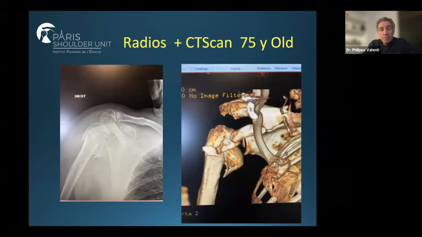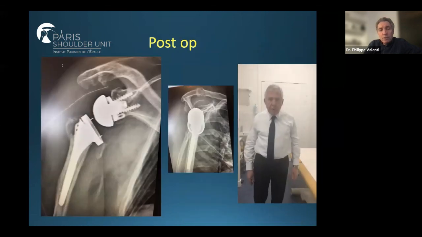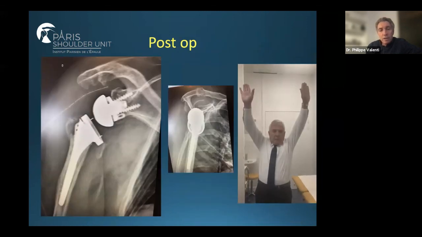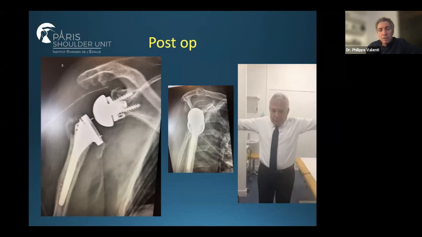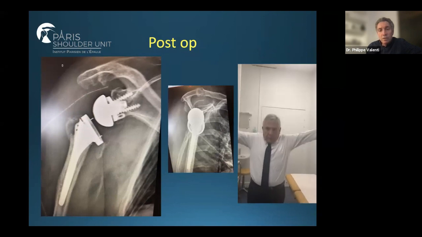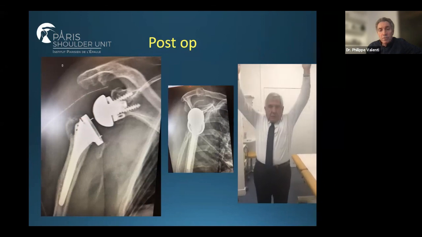So the last example here, 75 years old, CT scan, you see massive, the tuberosity was osteoporotic bone, and we did a reverse arthroplasty. He's a good guy, and he's very happy with good external rotation, good abduction, and a symmetric result after 5 years.